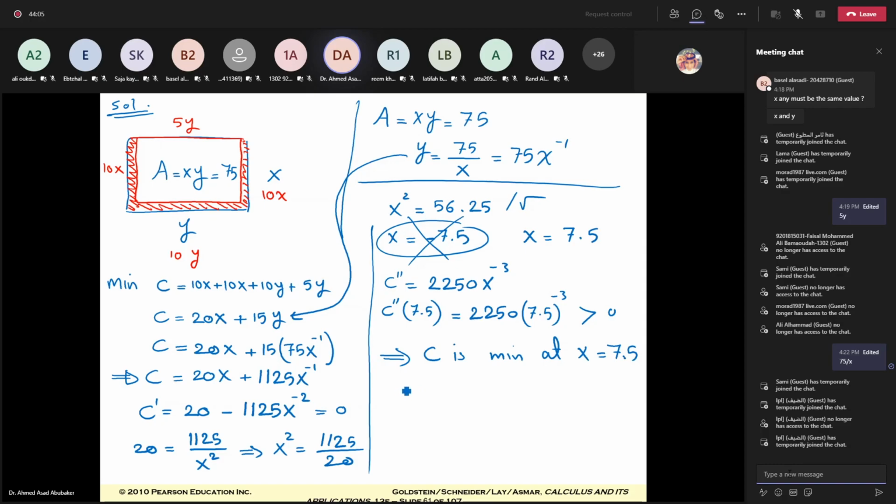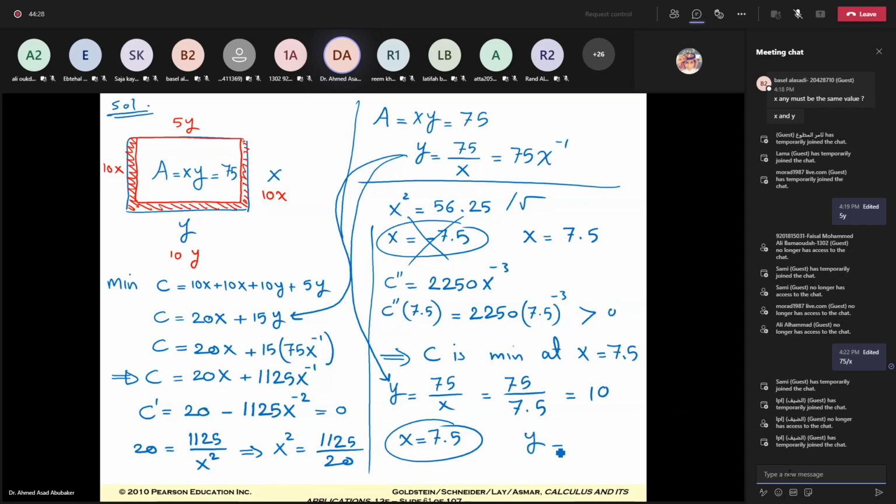So if x is 7.5, what's the value of y? Y equals 75 over x, so 75 over 7.5, so we have 10. So the value of x equals 7.5, the value of y equals 10. This is the dimension that gives minimum cost for the garden.